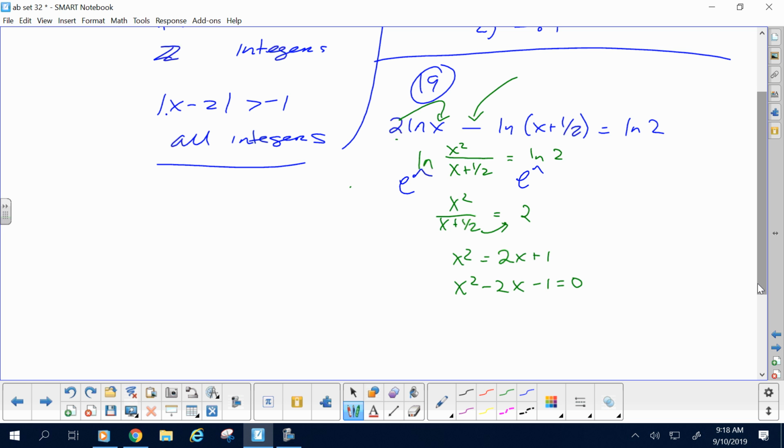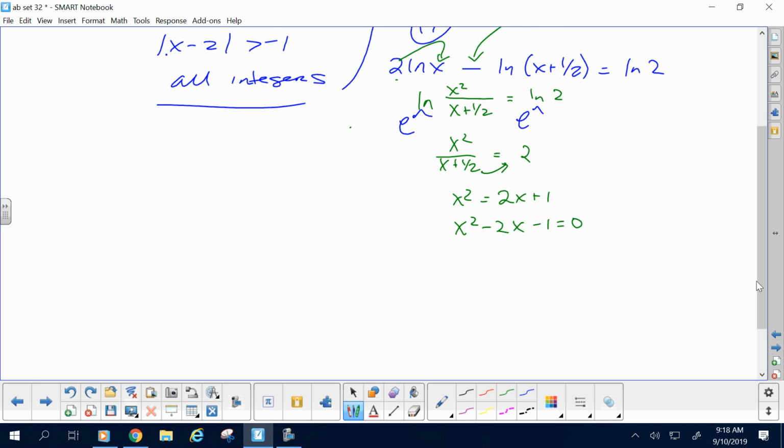And it feels like that factors, but does it? No. So that doesn't factor, which means we could either complete the square or use the quadratic formula. What do you want to do? Complete the square? Great. X squared minus 2x. It's actually less work, believe it or not. What goes there? Plus 1 and plus 1. So x minus 1 squared equals 2. X minus 1 equals plus or minus root 2. X equals 1 plus root 2 or 1 minus root 2.